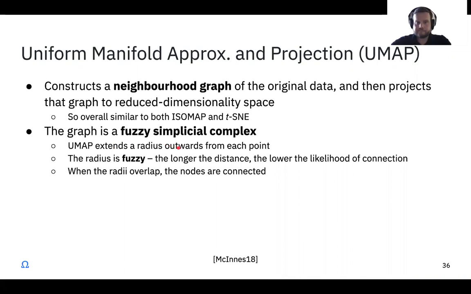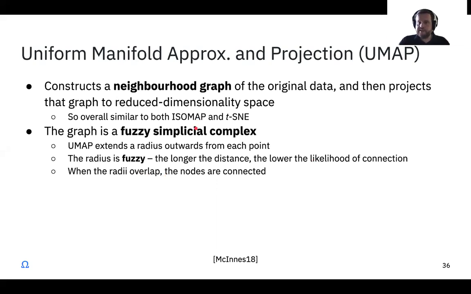What it means is that UMAP extends a radius outwards from each point, similar to how we extended a Gaussian from each of those points in TSNE. And the radius is fuzzy. So the longer the distance between the neighbors, the lower the likelihood of connection. And when the two radii overlap from two different points, then the nodes are connected. That's how we construct the graph.